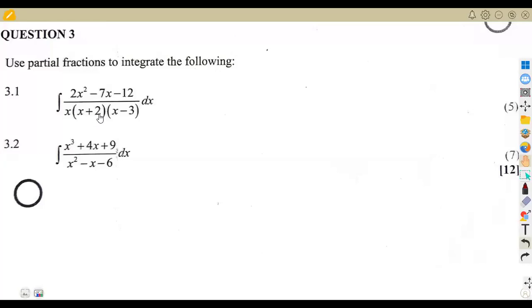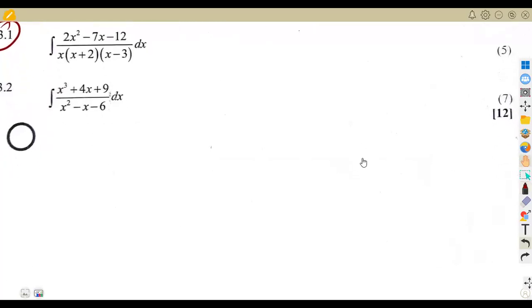We are still on our Mathematics N6, and this is the November 2023 exam. We are going to try by all means to work out the questions you were given on question number 3, on integration with the use of partial fractions. Use partial fractions to integrate the following. We are supposed to integrate these integrals using partial fractions.